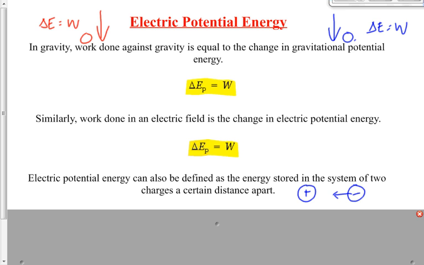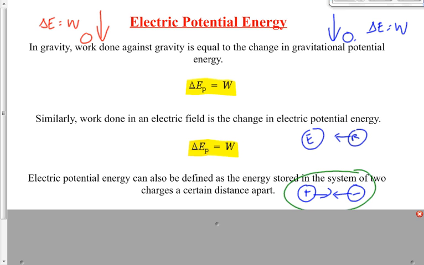The negative will fall towards the positive, but the positive will also fall towards the negative. It's the energy stored in the system of those two charges. Again, as opposed to the Earth, where here's the Earth, here's the remote control. The remote control will fall towards the Earth. And although the Earth does rise towards the remote control, it doesn't really, right? For all intents and purposes, it doesn't. The energy stored in the system of two charges a certain distance apart.